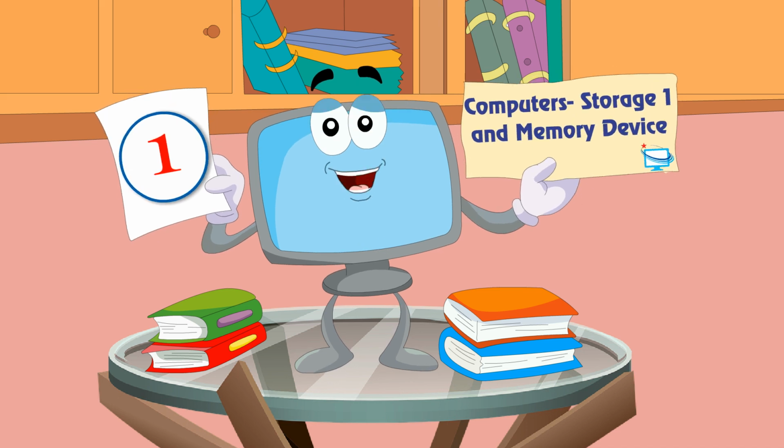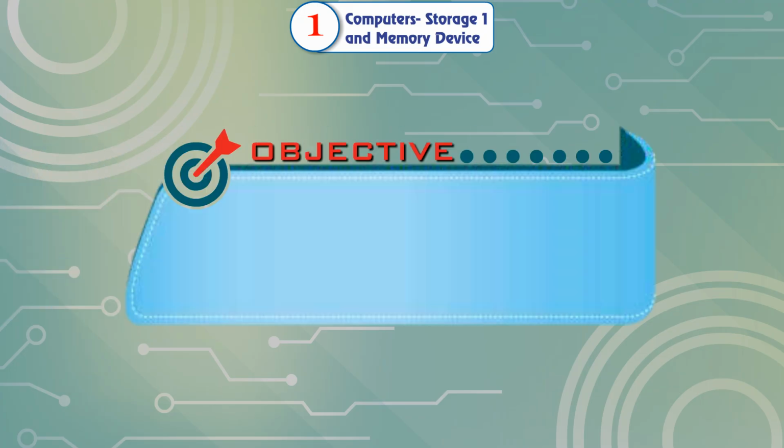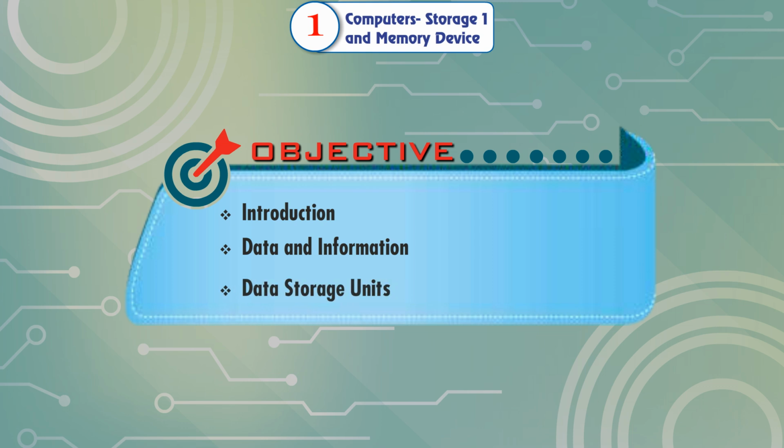Chapter 1. Computers, Storage and Memory Device. Objective. Introduction. Data and information. Data storage units. Computer memory. Storage devices.